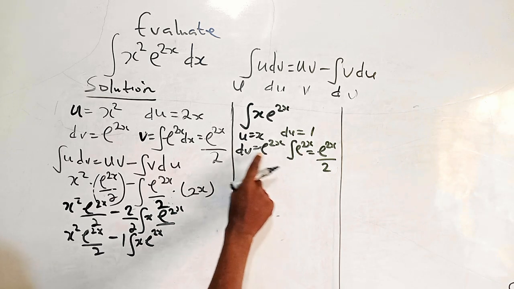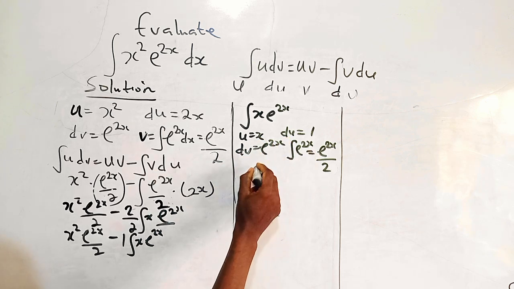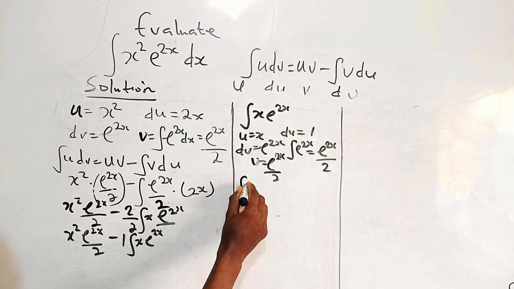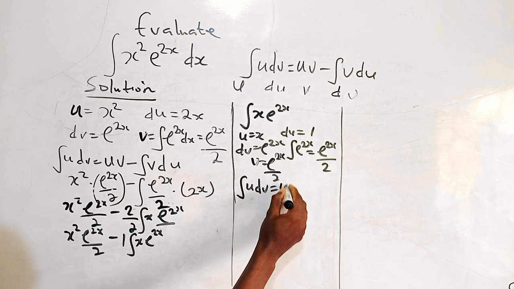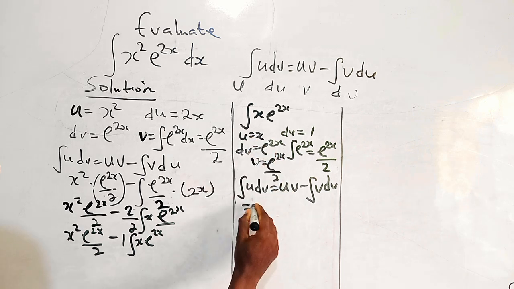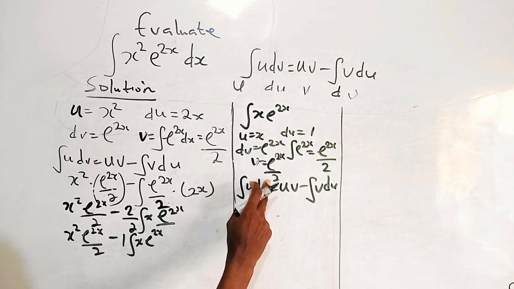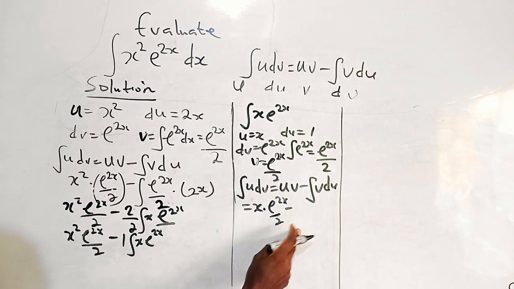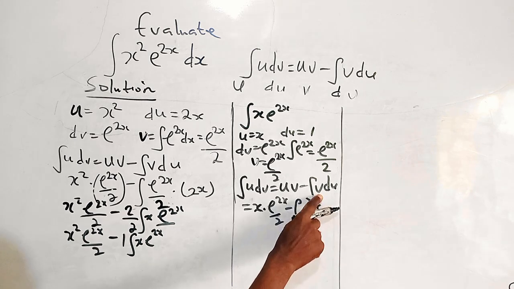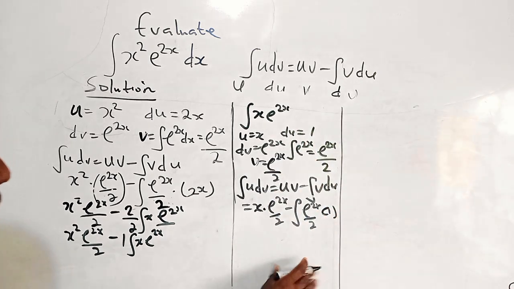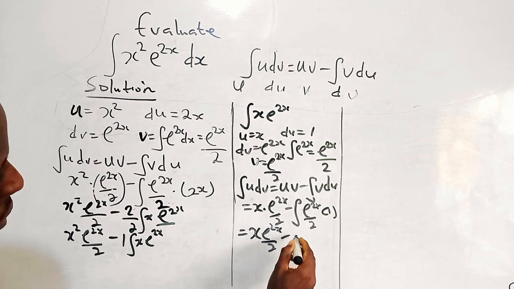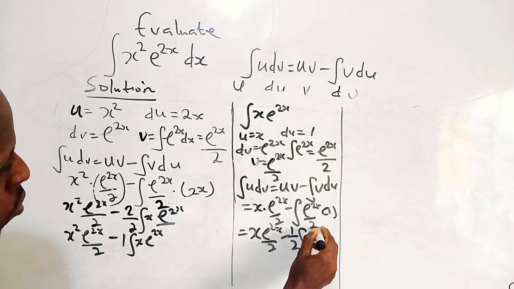So from here, since I've determined my u, my du, my dv, and my v to be exponential 2x over 2, I can now apply my formula all over again, which is the integral of u dv equals u times v minus the integral of v du. So my u in this case is x, times my v, which is exponential 2x over 2, minus the integral, my v is exponential 2x over 2, and my du in this case is 1. So when I move on, I have x exponential 2x over 2 minus, when I factor out the constants, 1 over 2, exponential 2x.